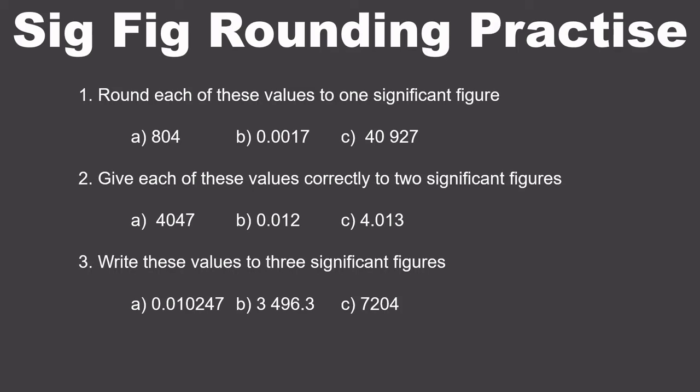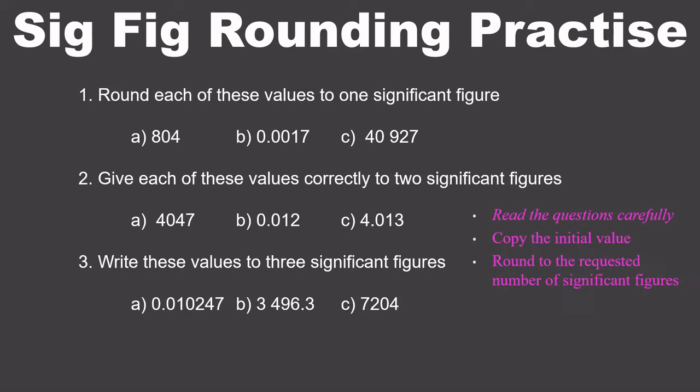So question 1, round to 1 significant figure. Question 2, round to 2 significant figures. And question 3, round to 3 significant figures. Make sure you read the questions carefully, you copy the initial value, and you round to the requested number of significant figures. Once you've rounded, make sure you put in brackets clearly how many significant figures you'd rounded to, so that when we compare our answers, we know what you've done. Go ahead and hit pause now and give that a go, and hit play when you're ready to take it up.